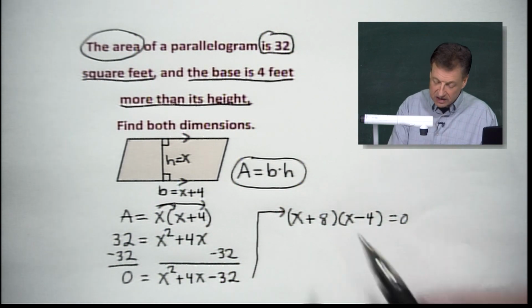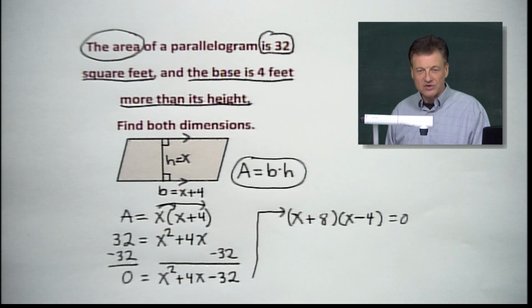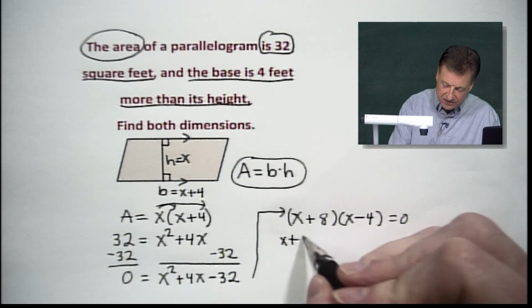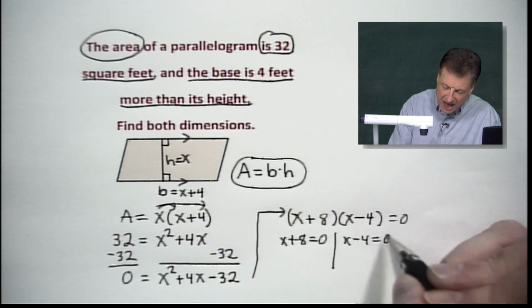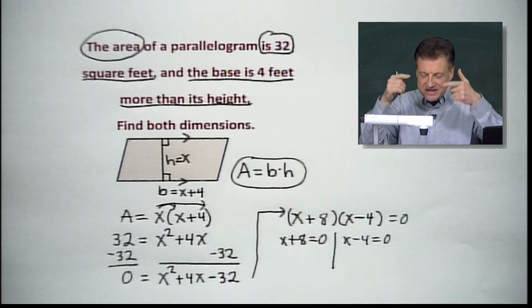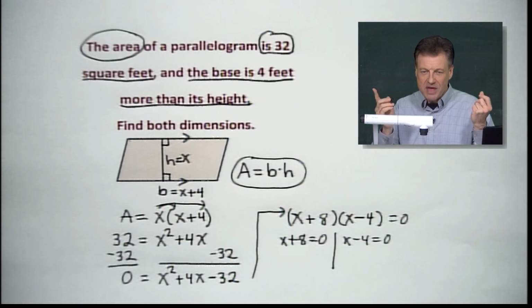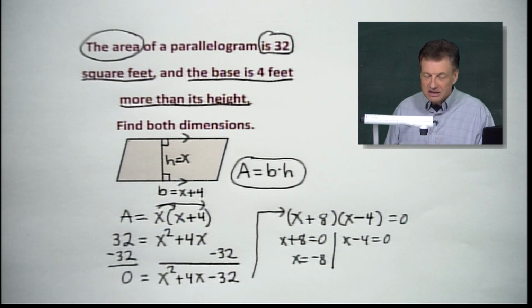Check it out real quick. Mental math time. 8x minus 4x, yep, gets us 4x, so we're in good shape. Now, we got 2 possibilities here. We got x plus 8 equals 0, x minus 4 equals 0. Now, I'm putting this step in right there. That is another moment that you guys can do in your head. What plus 8 gives you 0? You know that answer. x is going to equal negative 8.